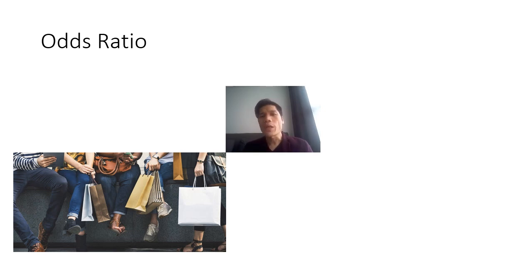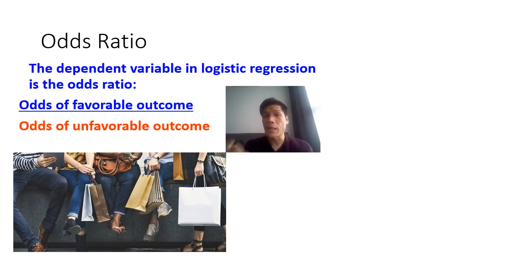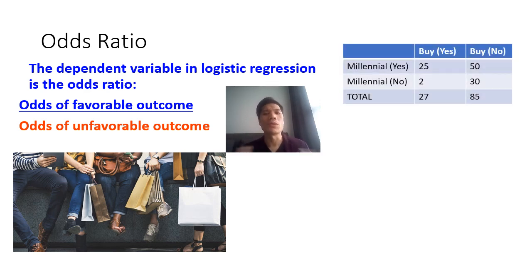The odds ratio is based on the dependent variable, as I mentioned in logistic regression. That means we are looking at the odds of a favorable outcome against the odds of an unfavorable outcome. To put it very simply, I'm just going to show you a 2x2 table of instances where millennials bought something and millennials didn't buy something.